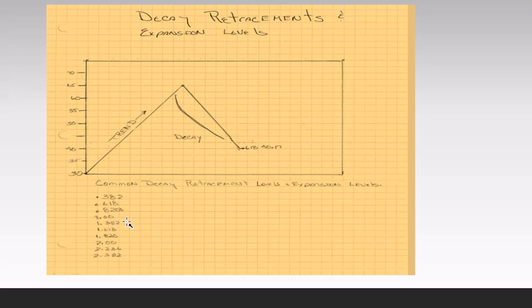But in between 1 and 1.382, you could use 1.236, just a suggestion. Then you got 1.618. Then you got 1.82. There's my level again. Then you got 2.236, which I just mentioned, and 2.382, and so on. All right. So those are the expansion and decay retracements that I would suggest to use.